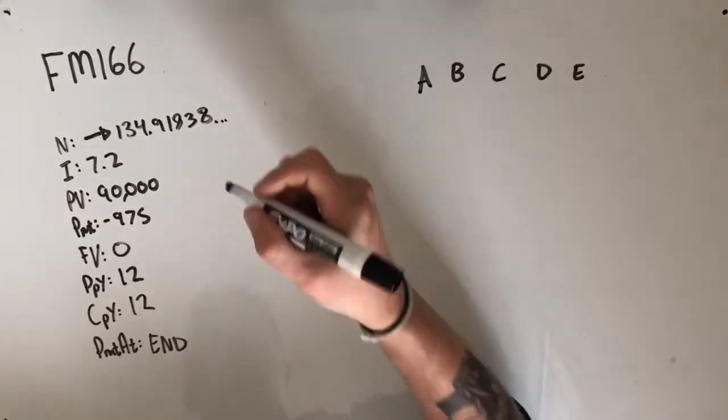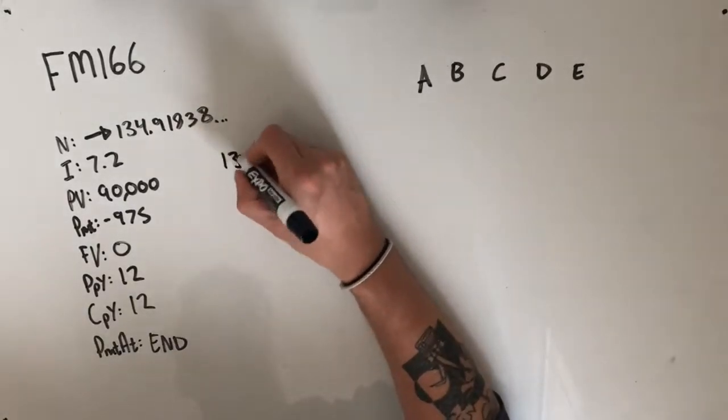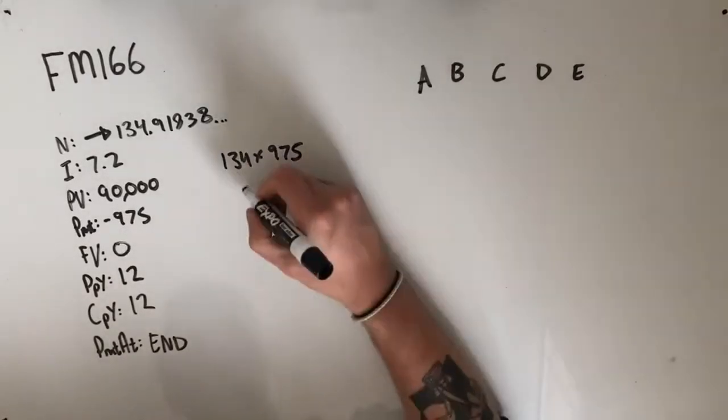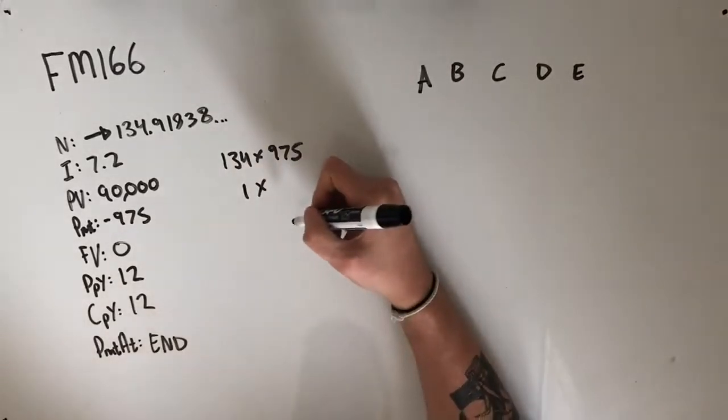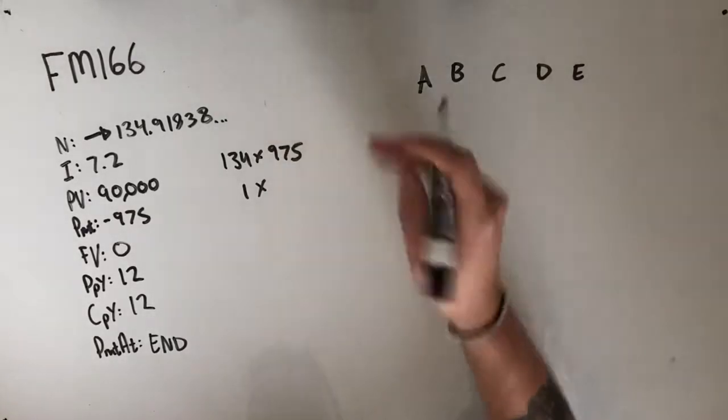134.91838 and so on, which tells us this 0.91838 means we've got 134 full payments of $975, and then one payment of some altered amount, and we'll see if that comes in handy a little bit later as we work our way through the potential answers.